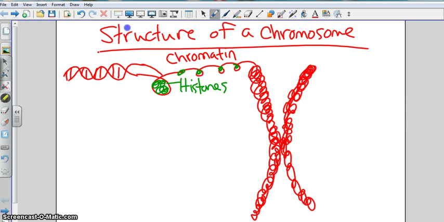Of course, we said this shape was what? What's the shape of DNA? Double helix. Double helix, y'all. My friend. His name is DNA. So, DNA wraps up around the histones, and that makes chromatin, and then the chromatin wraps up into chromosomes. So I'm going to label this as a chromosome.